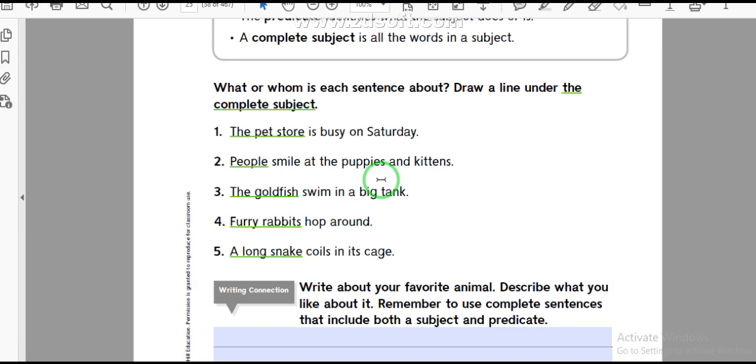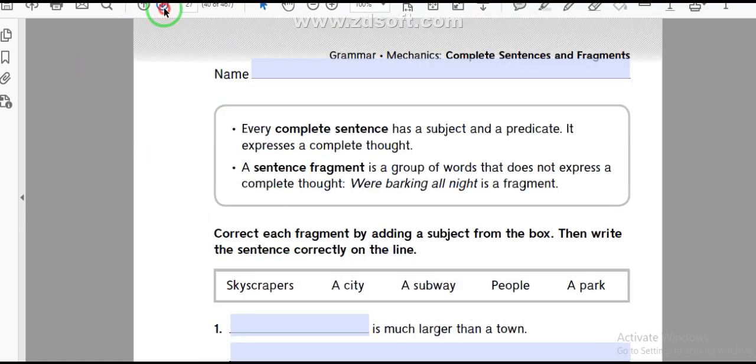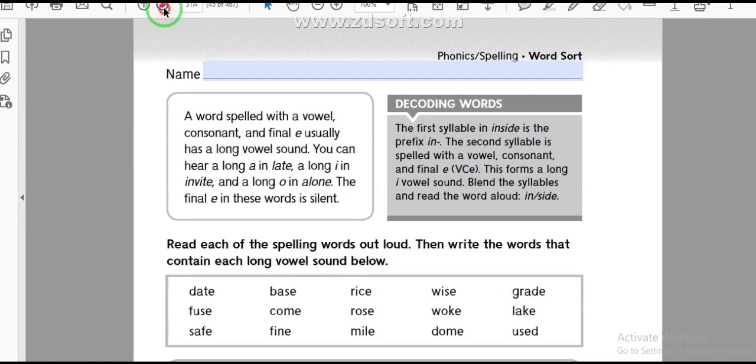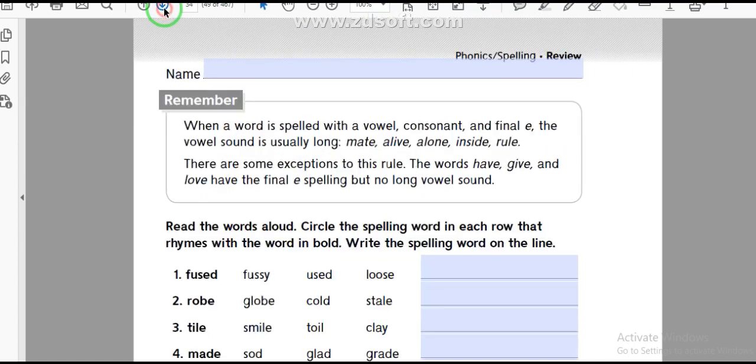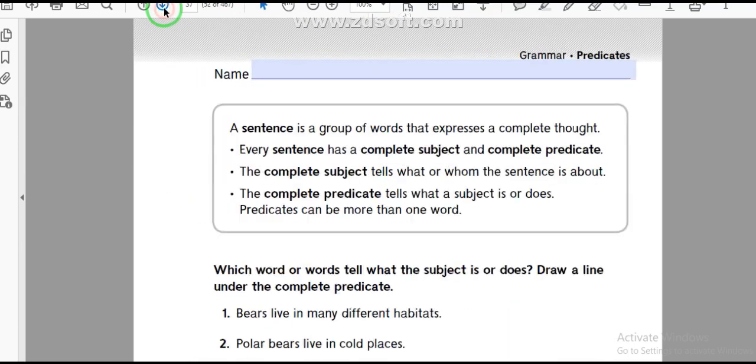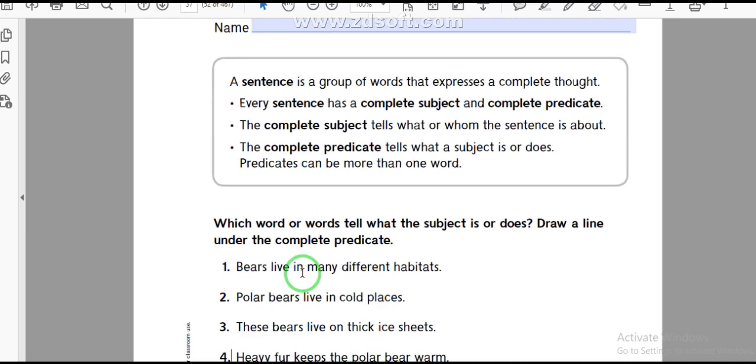Okay, now I'm going to move on to the predicate. Let's go to the page which talks about the predicate. Okay, here is the page about the predicate.